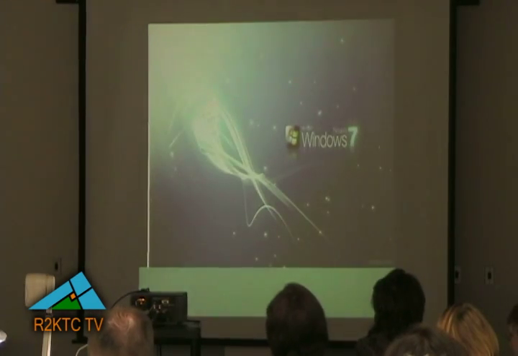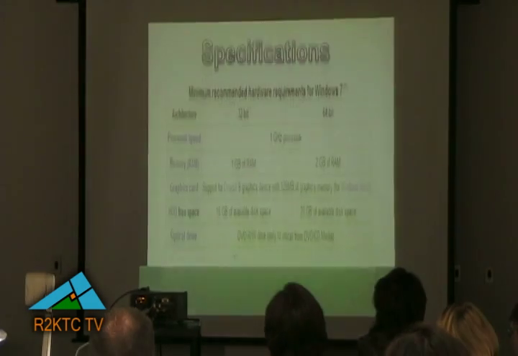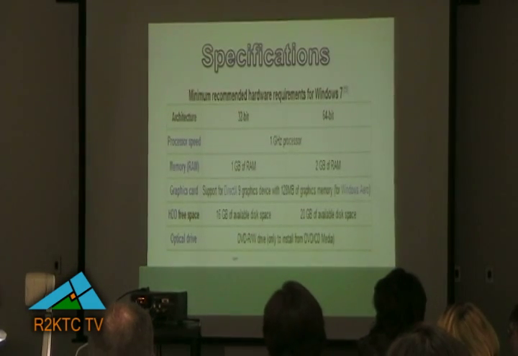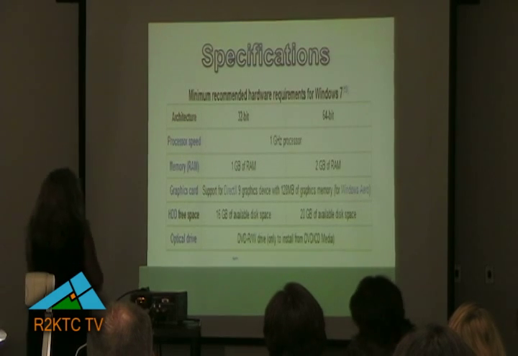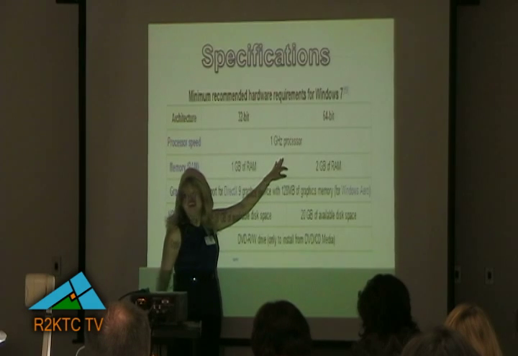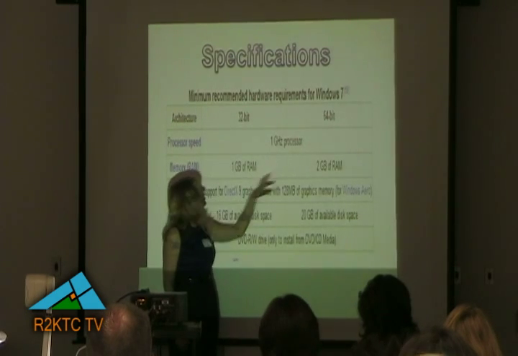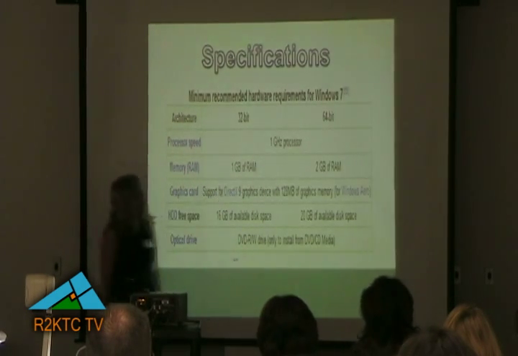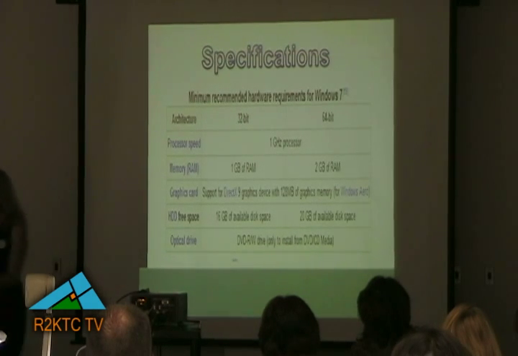So they are doing some upgrade such as that at any point in time. The minimum specifications that you need: the processing speed, 1 gigahertz. Boy, that's almost everything out there. 1 gig of RAM, but if you're a power user or a 64-bit user, at least 2 gig of RAM.